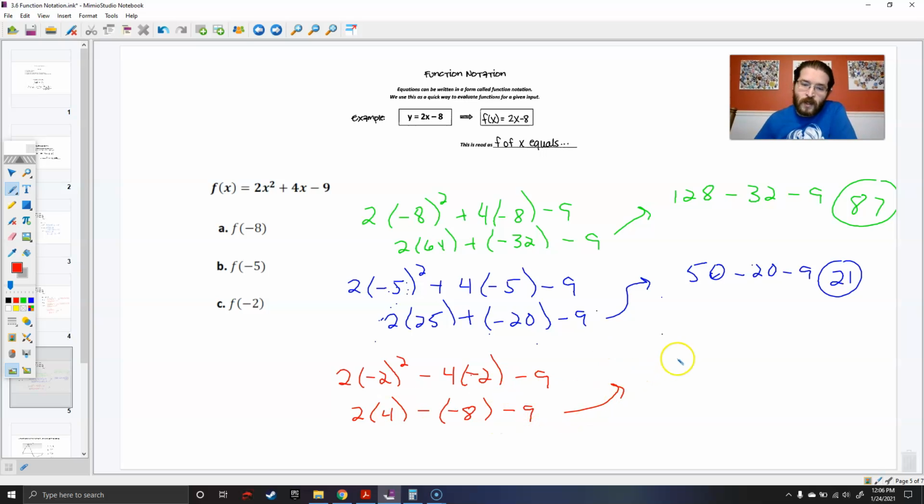All right, little arrow. 2 times 4 is 8. Whenever we're subtracting a negative number, we can keep change, so it's like we're adding 8 and then minus 9. So we have 16 minus 9. All right. So we get 7. There we go.